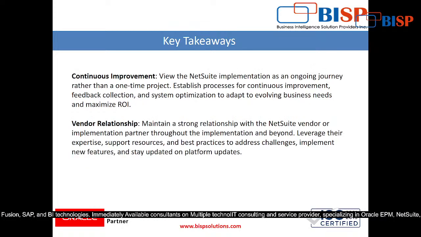Then let's see here, continuous improvement. View the NetSuite implementation as an ongoing journey rather than a one-time project. It's not a one-time project. Today you are implementing NetSuite for one client, tomorrow you will be implementing NetSuite for another client. So establish a process for continuous improvement. Process means first who will create the BRD, then who will validate that, and from that validation point where it should be directed. So system optimization to adapt to evolving business needs to maximize return on investment, right?